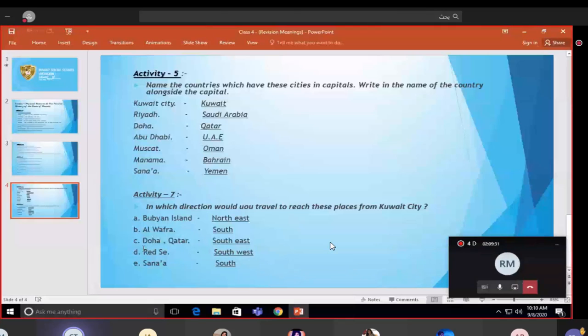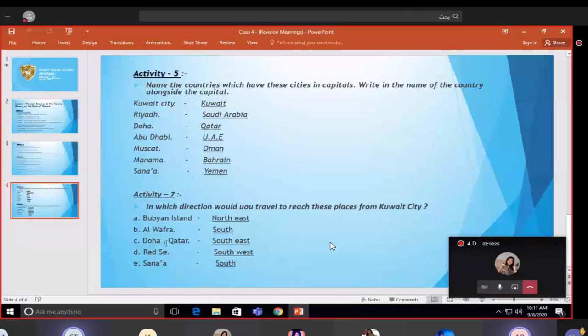Red Sea, southwest. Here you write sea, children. S-E-A. Red Sea, southwest. Sana, south. Once again, children. Bubiyan Island, northeast. Al Wafra, south. Doha, Qatar, southeast. Red Sea, southwest. And Sana, south. Write down, my dear. In which directions would you travel to each of the places from Kuwait City? Write here Y-O-U. Okay?